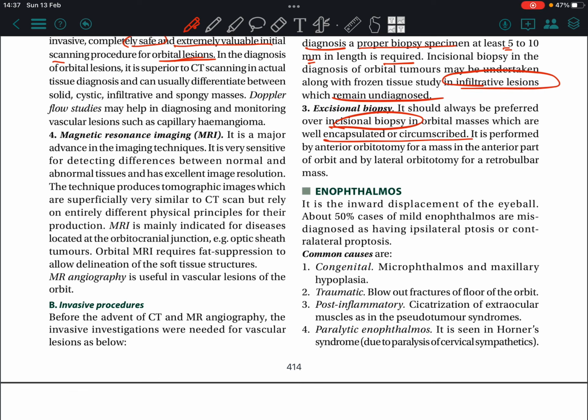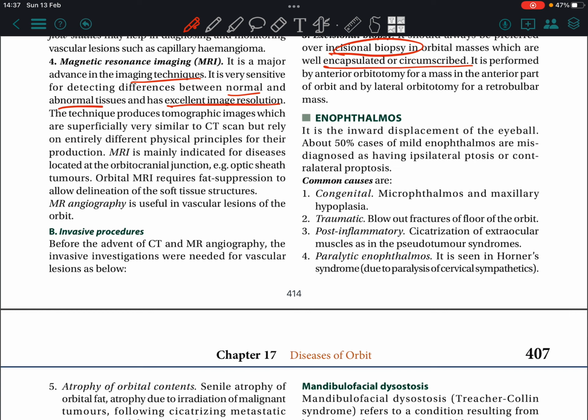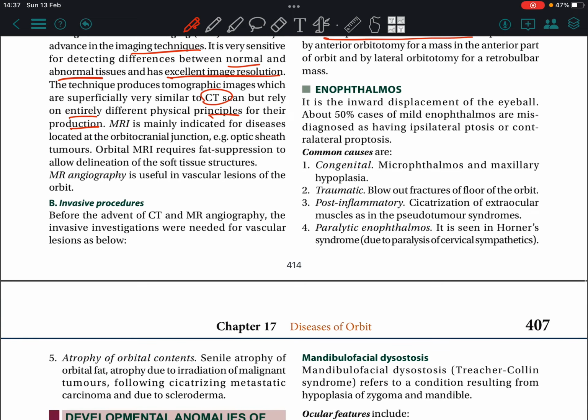Magnetic resonance imaging, MRI, is a major advance in imaging techniques, very sensitive for detecting differences between normal and abnormal tissue, and has excellent image resolution. The technique produces tomographic images which are superficially very similar to CT but rely on entirely different physical principles for their production.